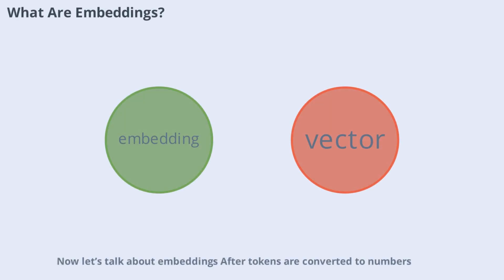Now let's talk about embeddings. After tokens are converted to numbers, they're transformed into embeddings, dense vectors of numbers that capture the meaning of each token. Think of embeddings as a way for the model to understand relationships between words. For example, the words king and queen will have similar embeddings reflecting their related meanings.